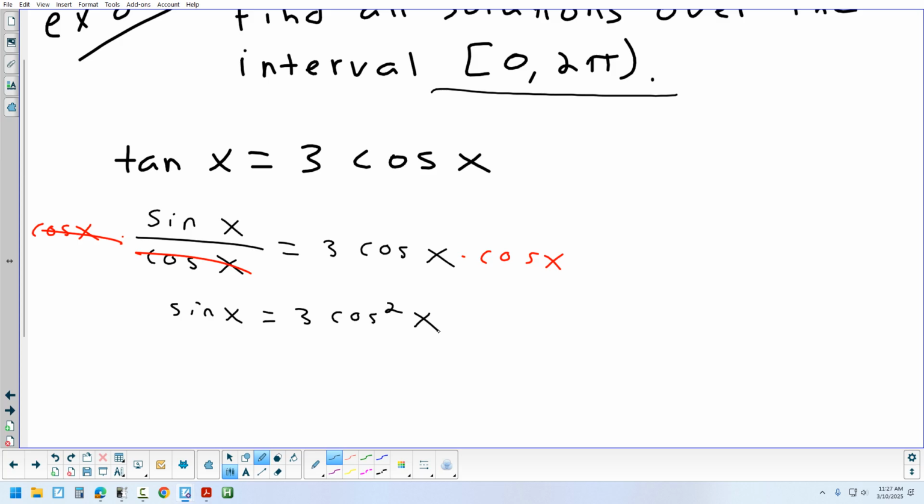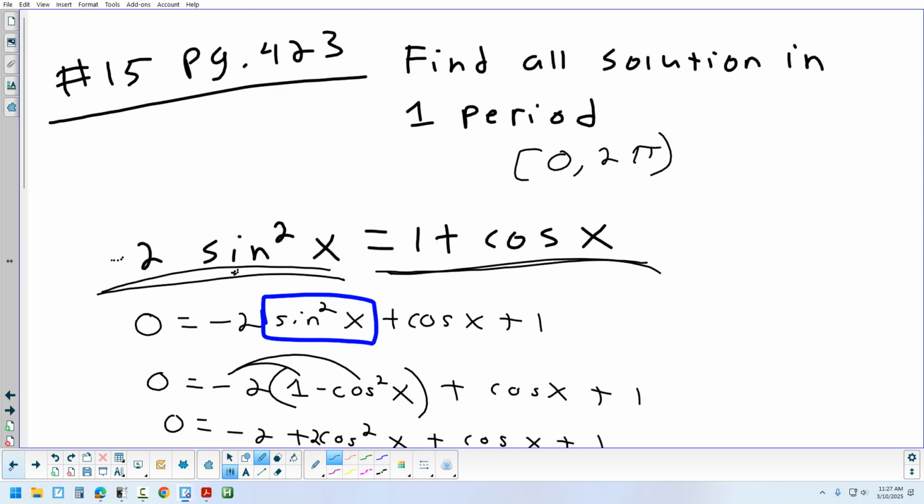Now you have an equation where one trig function is squared, the other one is not, and they're different. Look at the last problem. One trig function is squared, the other one is not, and they're different. It's exactly the same setup now as this problem. So now we have to do what we did from there down.